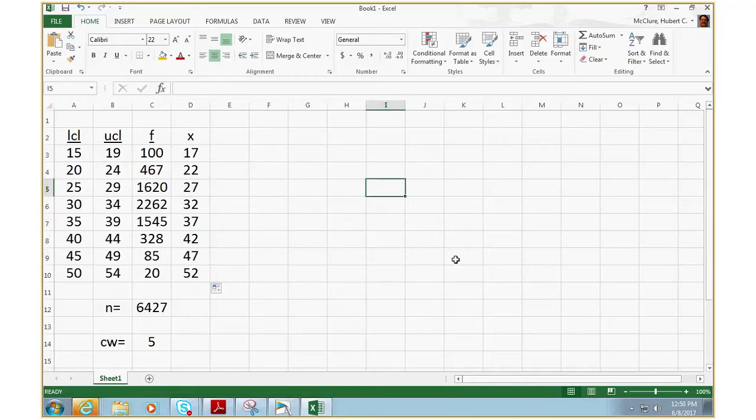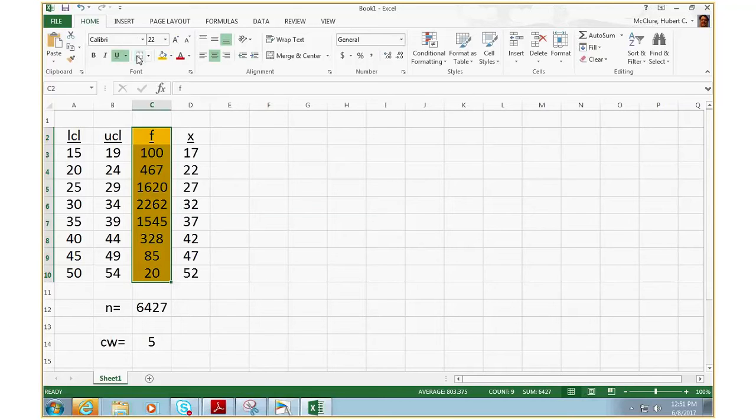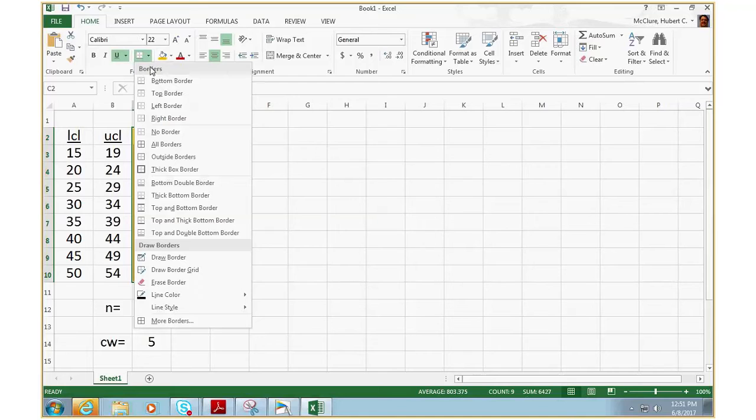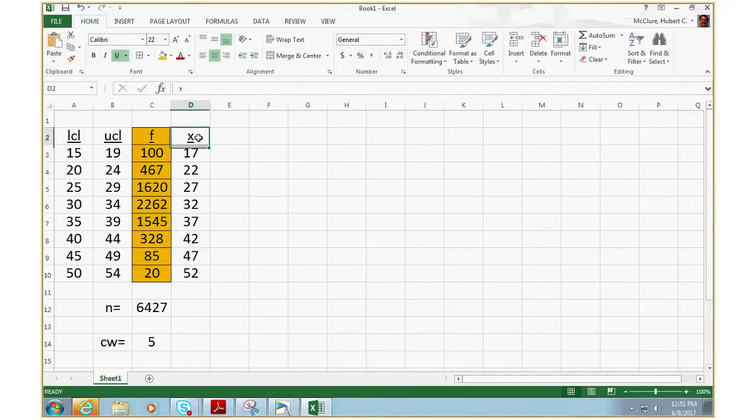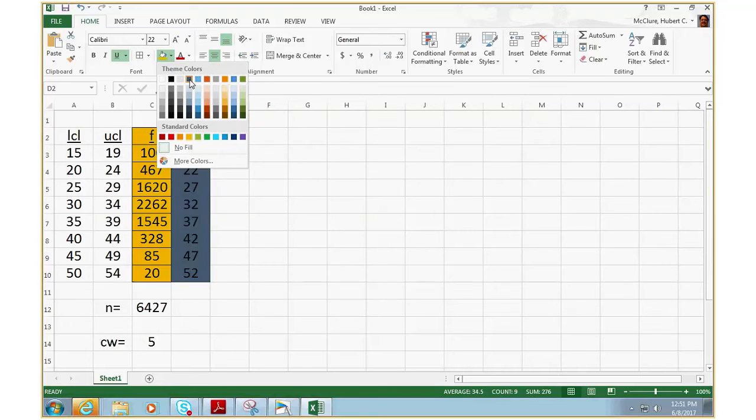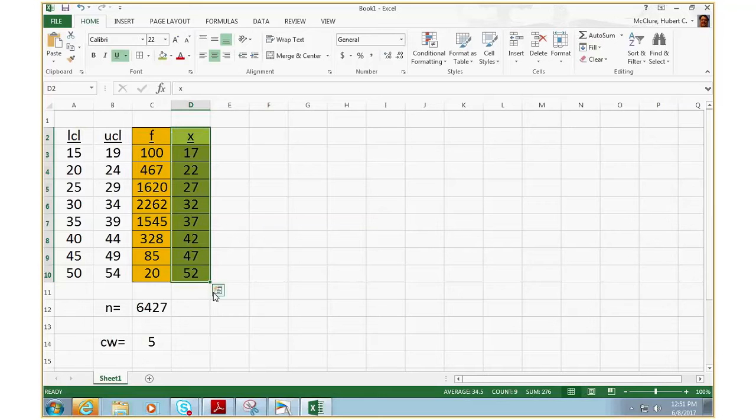And there is your X values. Now, I'm going to highlight F, and I'm going to highlight X. Why? Because that's what you use for what? Well, you use it in your formula.